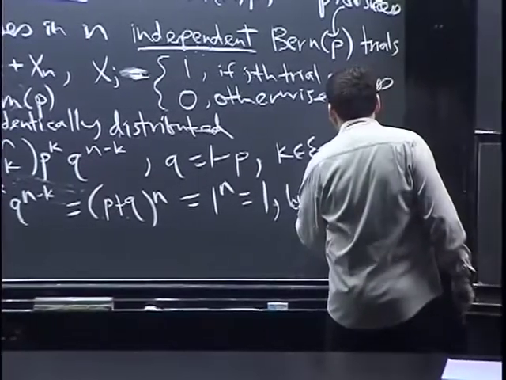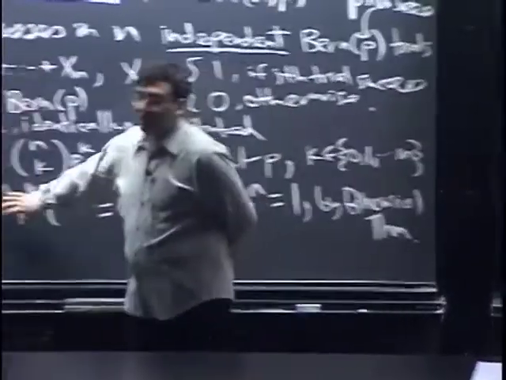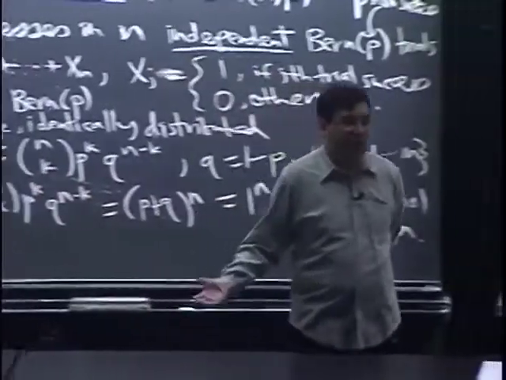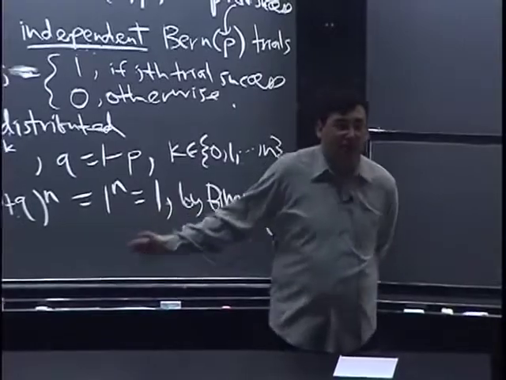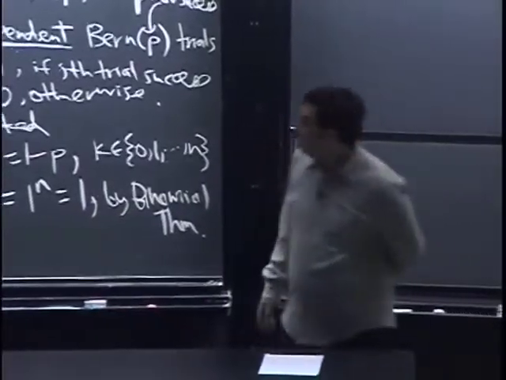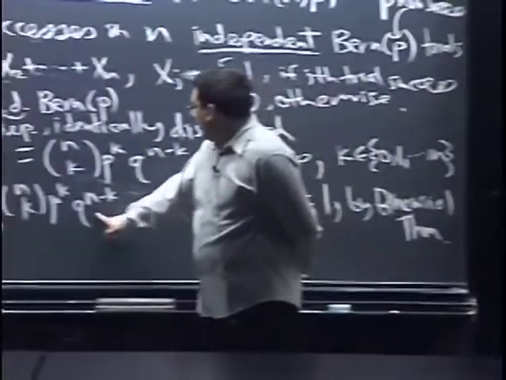So by the binomial theorem, the sum of the binomial PMF is 1. That's why it's called the binomial distribution, because it's connected to the binomial theorem in this way. So that was easy to check.